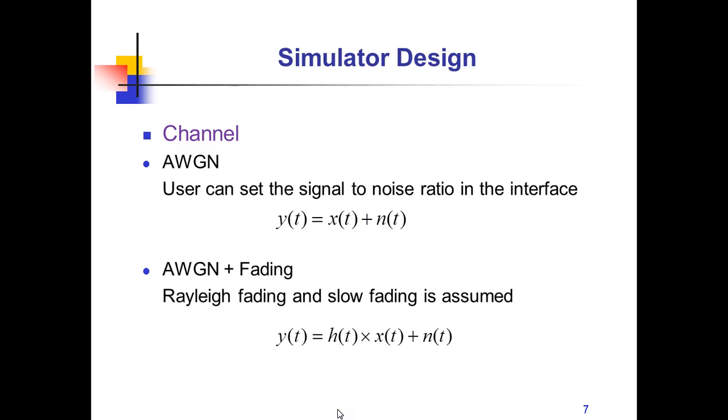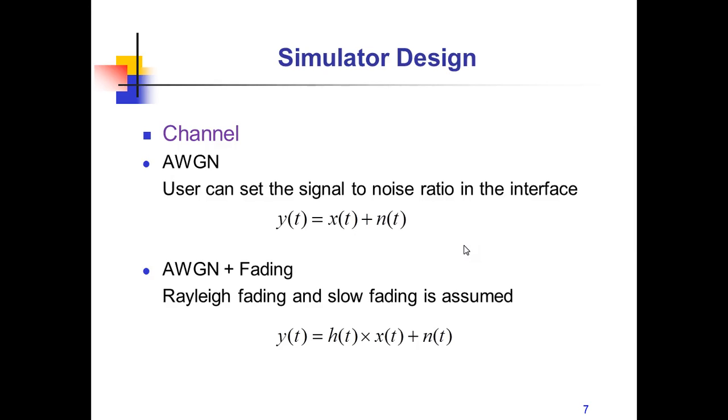Then in this project, we consider 2 kinds of channels. First, the first kind of channel only introduces additive white Gaussian noise. Then the received signal can be expressed by this equation. The x(t) is the transmitted signal and n(t) is the noise. Note that the SNR can be set in the interface. The corresponding noise will be added to the channel.